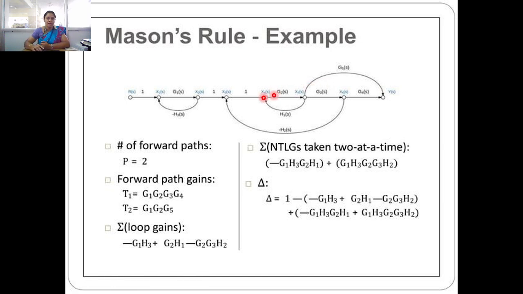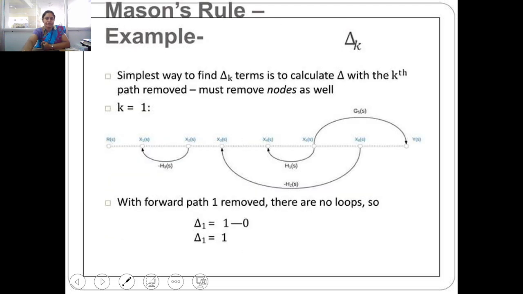And this is your Mason's rule. In this problem, how to find all these values: there are two forward paths, from this one and again from this one. The individual loop gains are this one, this one, this one, and the two non-touching loop gains are this pair, and again this one is a pair. And how to find delta: delta is 1 minus the sum of single loop gains, plus two non-touching, minus three non-touching values.